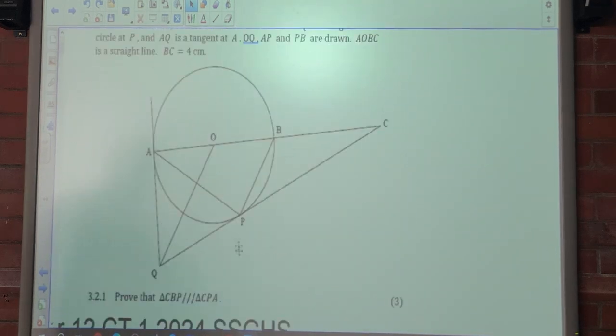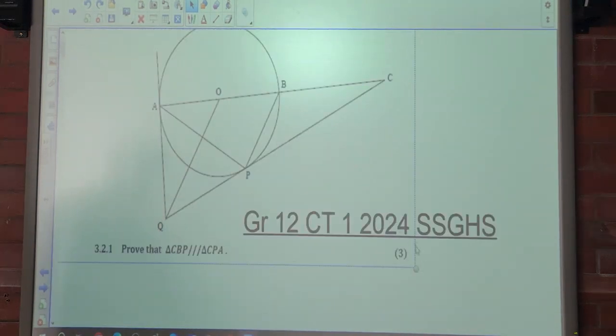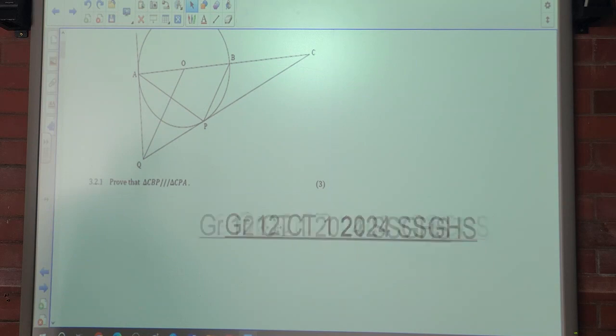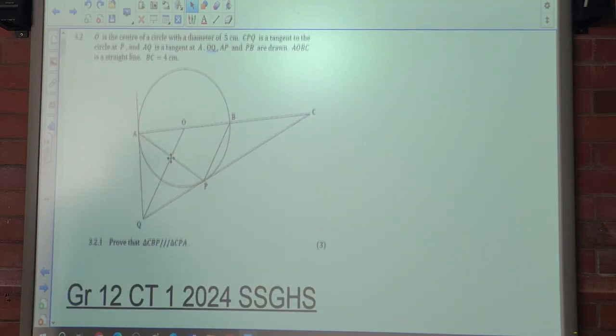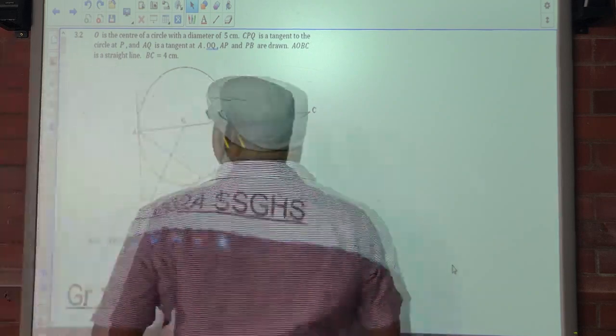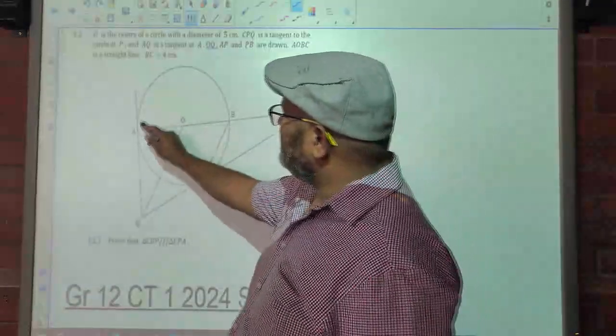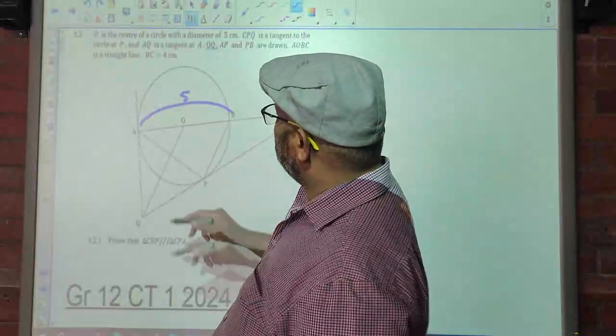Right, so let's go with 3.2. People, question 3.2, I think is a bit too big. I feel like I'm moving slow. No? Right. O is the center of the circle with diameter 5 centimeters. People, the whole length is 5.